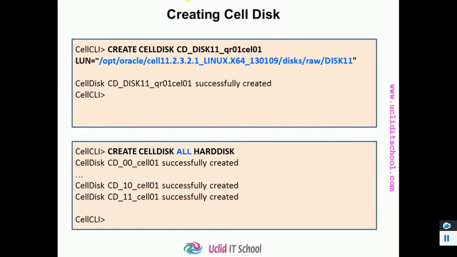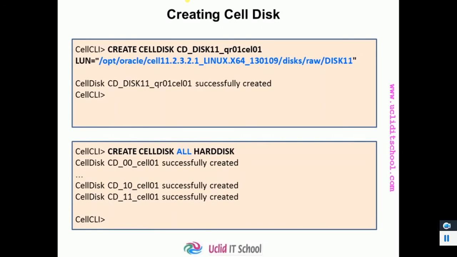There are different syntaxes. If you want to create a cell disk on every available LUN, this is the command: create celldisk all harddisk. What this command does is, it will create a cell disk on all the hard disk based LUNs. During the initial configuration, the Oracle team will use this kind of command. Here we are going to create a cell disk on a particular LUN, so that LUN name should be mentioned.